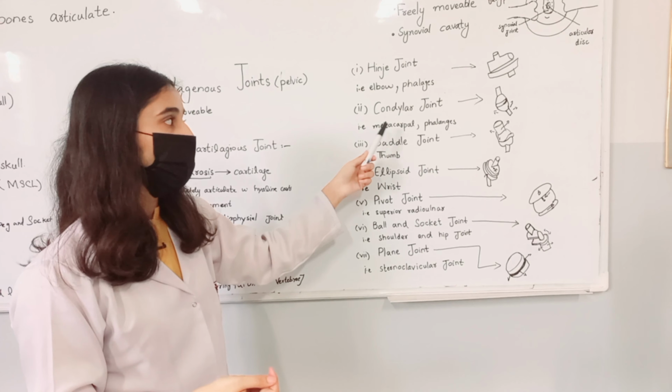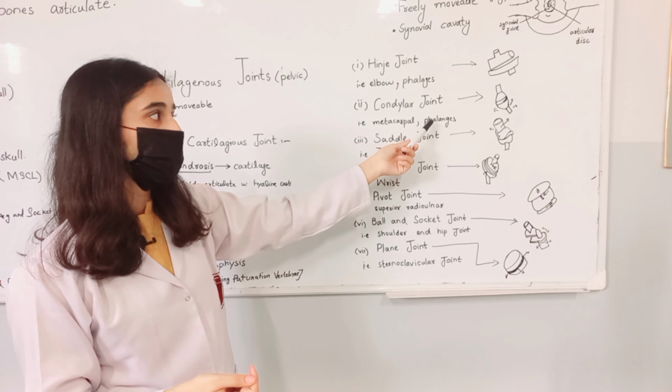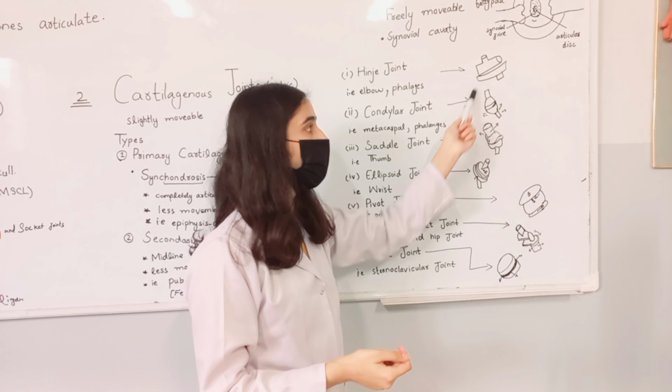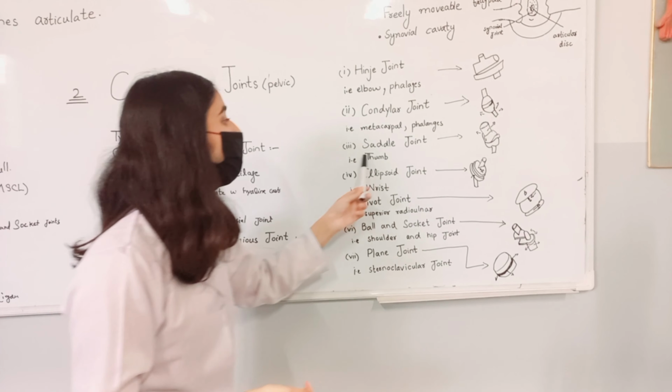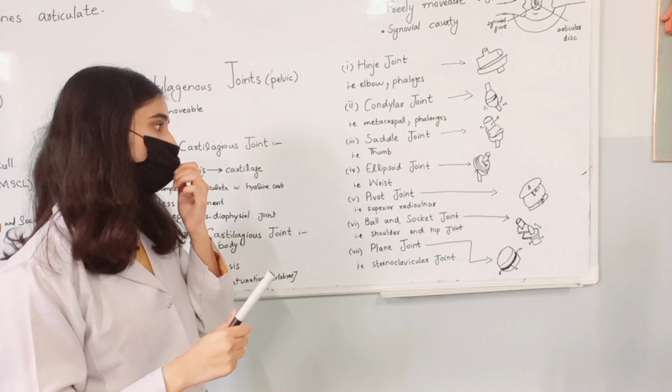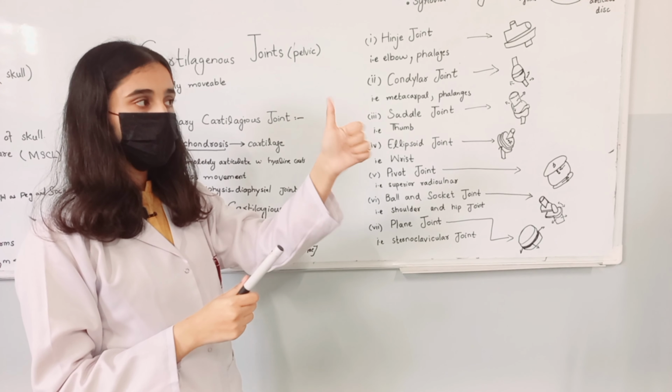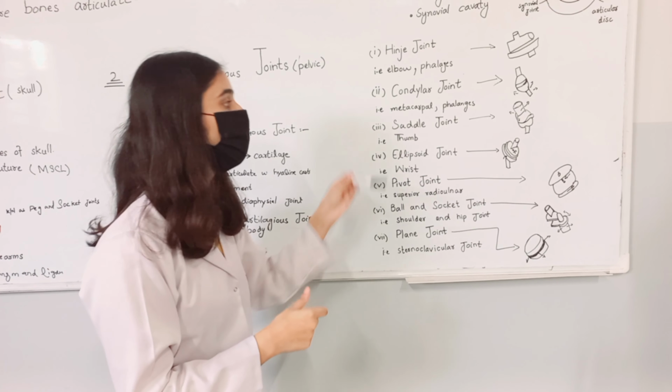Second, condylar joint. They are present in metacarpals and phalanges. Look here, it is its diagram or movement. Then saddle joint. Saddle joint is a thumb joint. Look over here, it is the movement of the saddle joint.